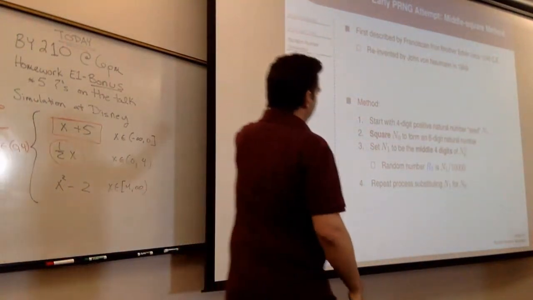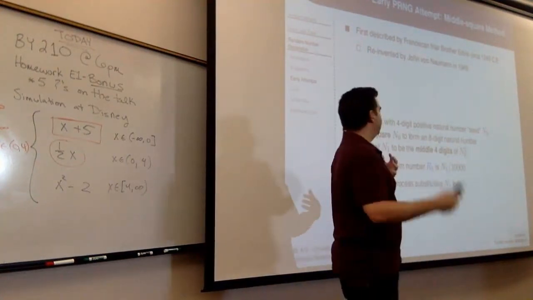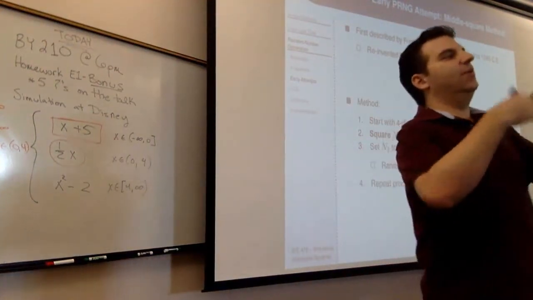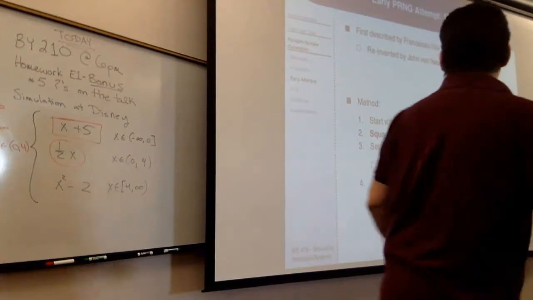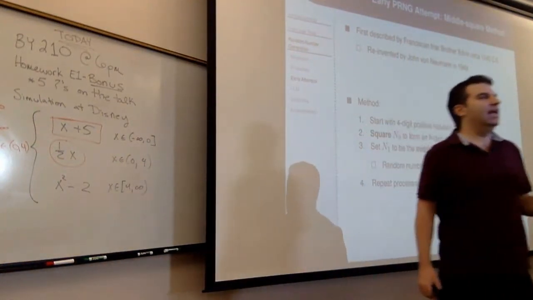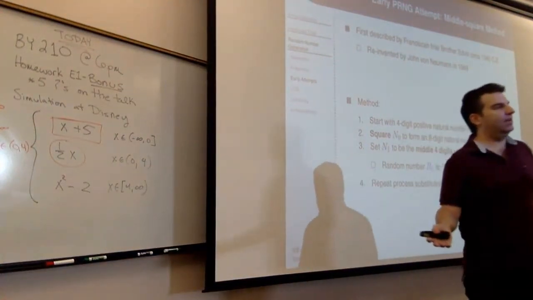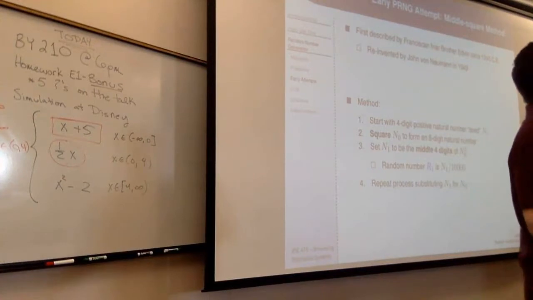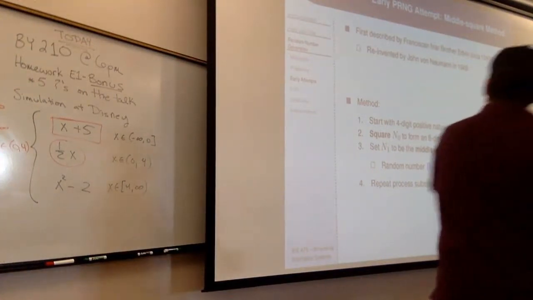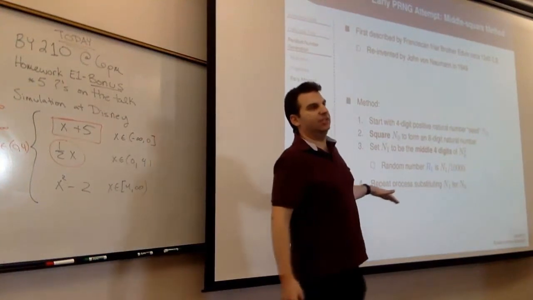It was like, what if we start with a 4-digit seed, and we just square it to make it into an 8-digit number. And then we take the middle 4 digits of that 8-digit number. If we divide that by 10,000, that will be our random number between 0 and 1. And then we use that in an iterative process as the seed for the next iteration.